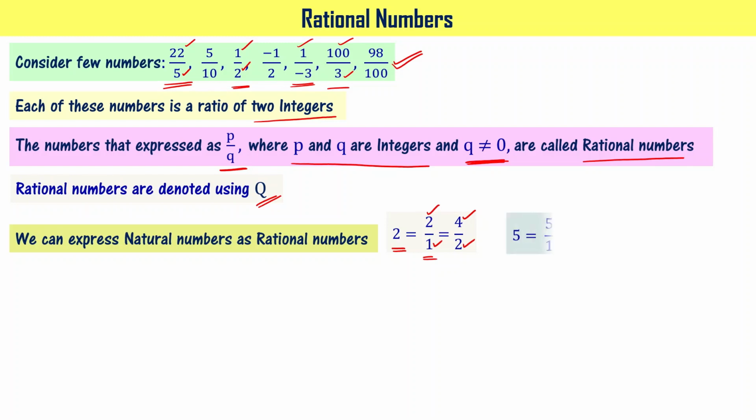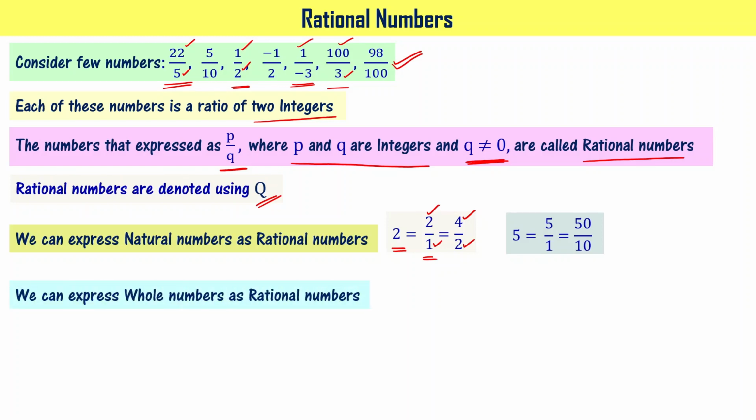Let's take a look at another number. 5 is also a natural number that can be written as 5 by 1. That can also be written as 50 by 10, 25 by 5, and so on. So what you have to note here is we can express natural numbers as rational numbers.